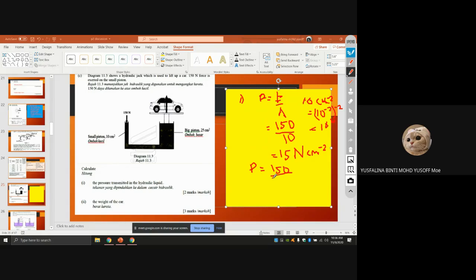Sorry, not negative 2. It's cm squared, right? So this is squared, so this one should be squared too. So this one is 10 to the power of negative 4, right? And then you just divide.